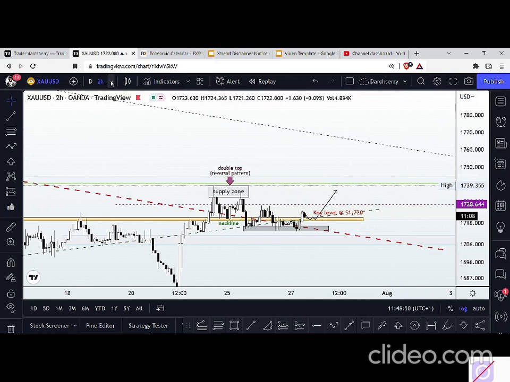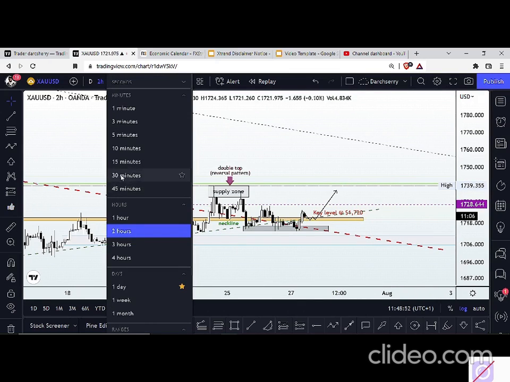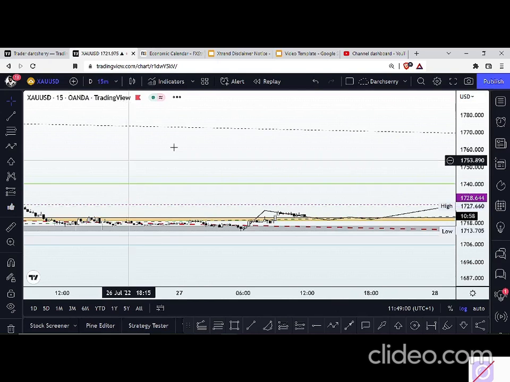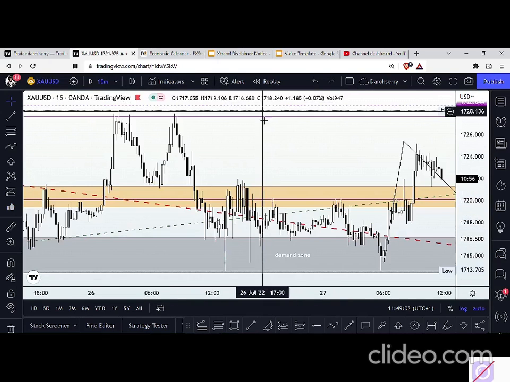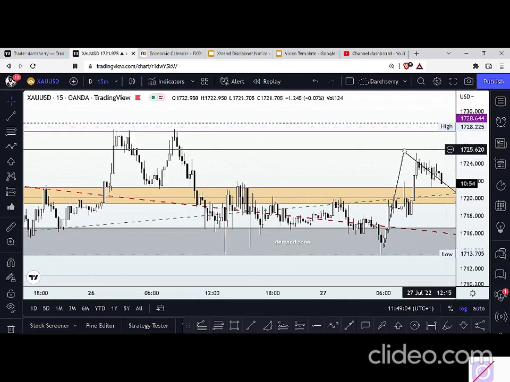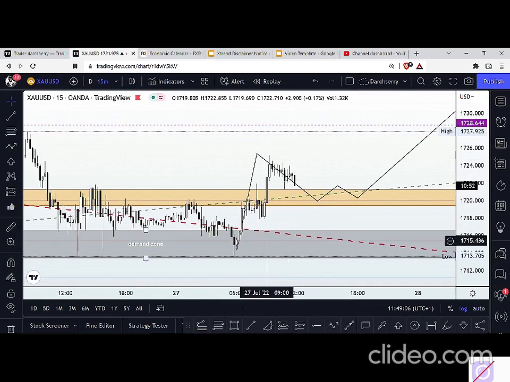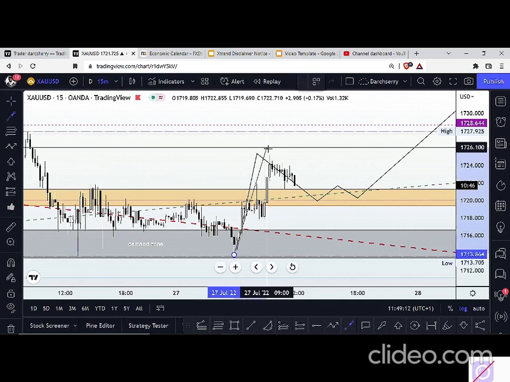So let's scale down a little bit to the lower time frame to see what structure is giving us if we can actually have a trading opportunity right now, right here. So we scale down to a lower time frame, that is the 15 minutes time frame. And what do we have here on the 15 minutes time frame? Okay, we have this impulsive move to the upside here. From the demand zone we identify here, we saw an impulse leg.